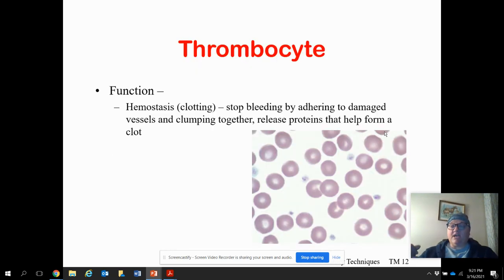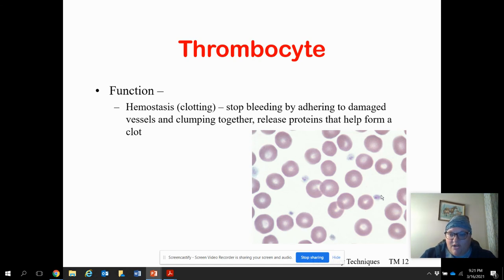So thrombocytes, we're saving the best for last. So thrombocytes, hemostasis is clotting, so stopping the bleeding by adhering to damaged vessels and clumping together, forming that matrix with the protein fibrinogen that helps to form that clot so you can stop the bleeding. So these little guys, they are small, but they are mighty.